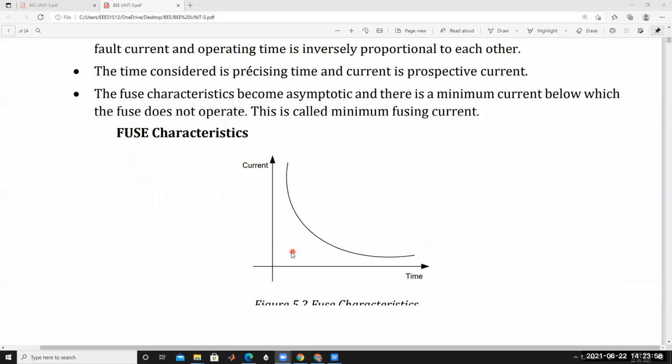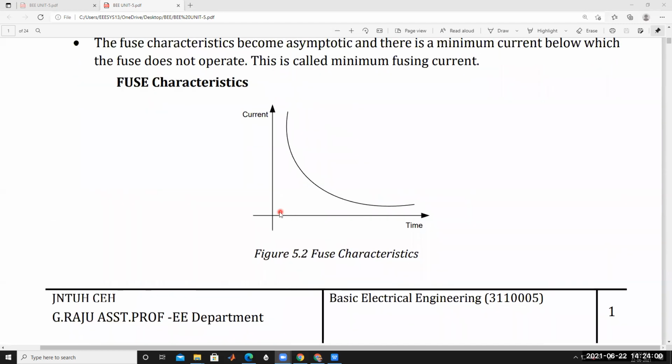Okay, so like this, the fuse characteristics. If this is time on the x-axis and current on the y-axis, this is the current and this is the time. If the time is more, it means the device is operating at normal operating current. This is the range only. This is the current range, this much in an SFU, switch fuse unit. The fuse characteristics are like this. This is the time. This is the current.